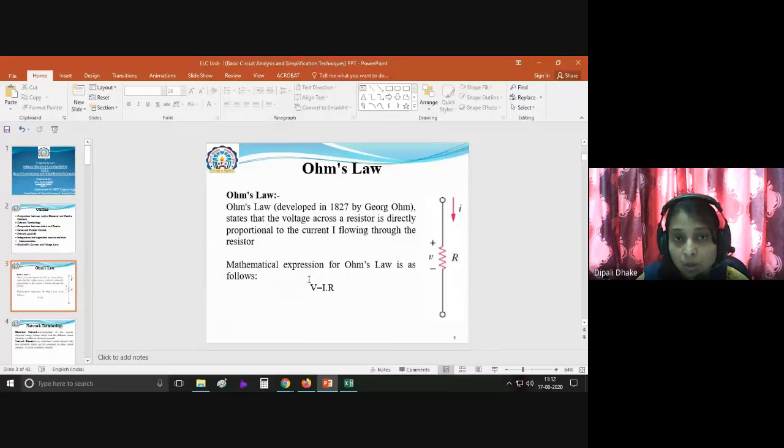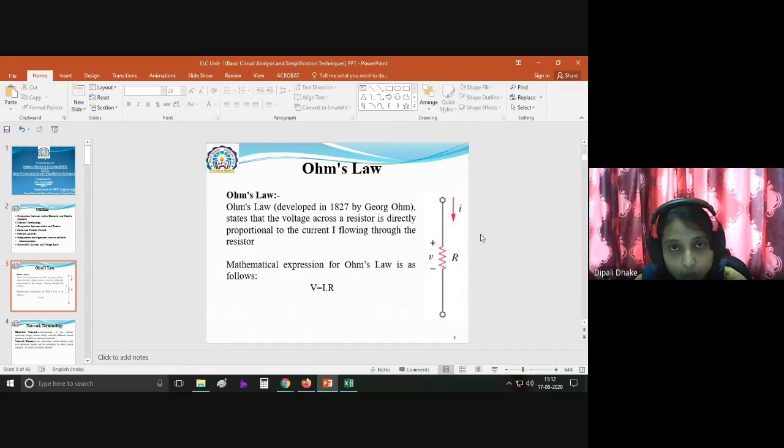This is an important law which is useful for the calculation of the voltage and the current with respect to some resistance value, because the resistor is connected in the circuit. So always remember V is equal to IR. And how can we describe the voltage and current? Voltage across the resistor and current passing through the resistor. I always told you this sentence.